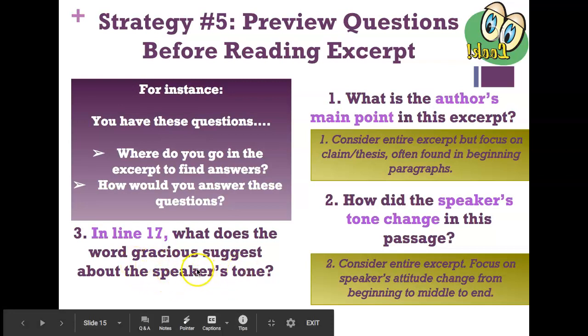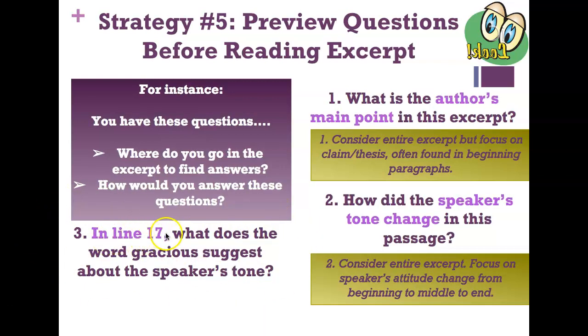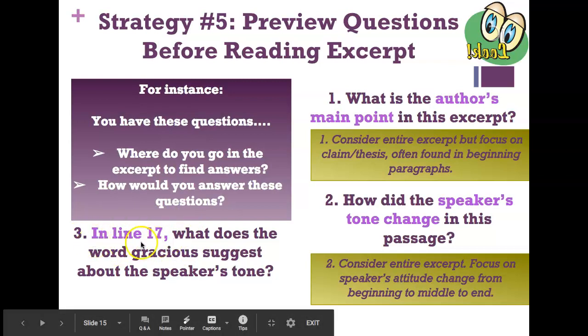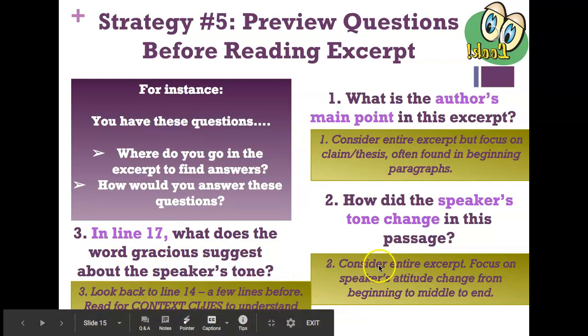So again, a lot of students really think, okay, I'm just going to go right to line 17, look at the word gracious, and I can answer that question. But as you can see with this one, there's a little bit more going on. But it's in general, right? This is going to be our focus area. You might have to read a couple of lines before or after.